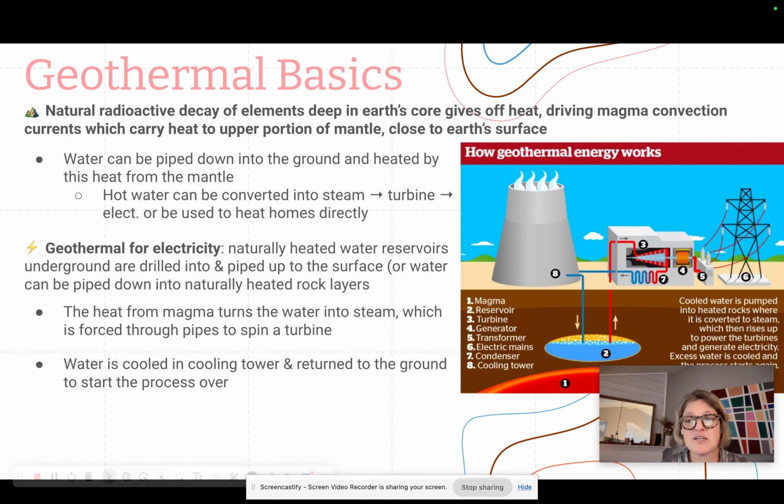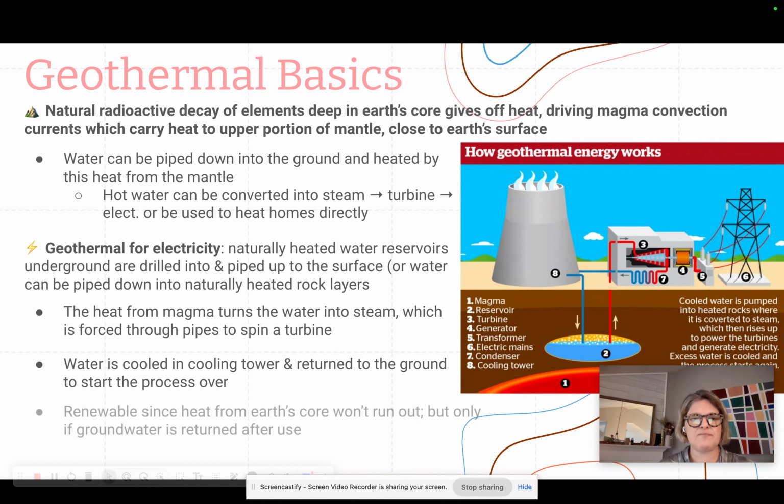Water is also cooled, just like in a fossil fuel plant or a nuclear plant. The water then has to be cooled because we have hot water. So it's usually just returned to the ground to start the process over again.